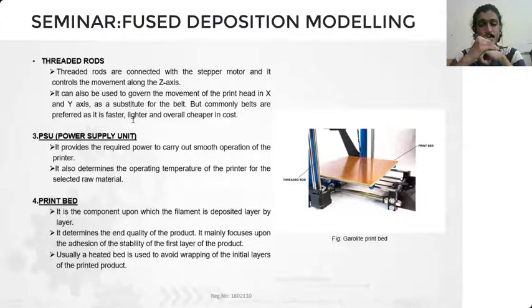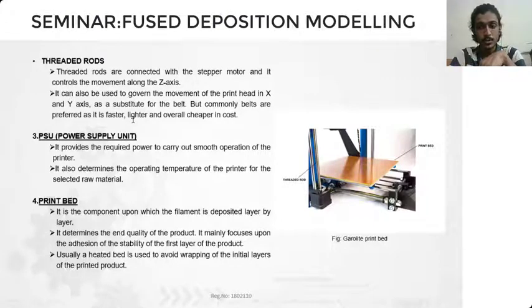Then the power supply unit. The power supply unit is mainly required for attaining the temperature required in the heating coils to melt the raw material. And when we come to the print bed, it acts as a base for the product upon which it has to be built. And the print bed should be adhesive, in fact, to hold the product.